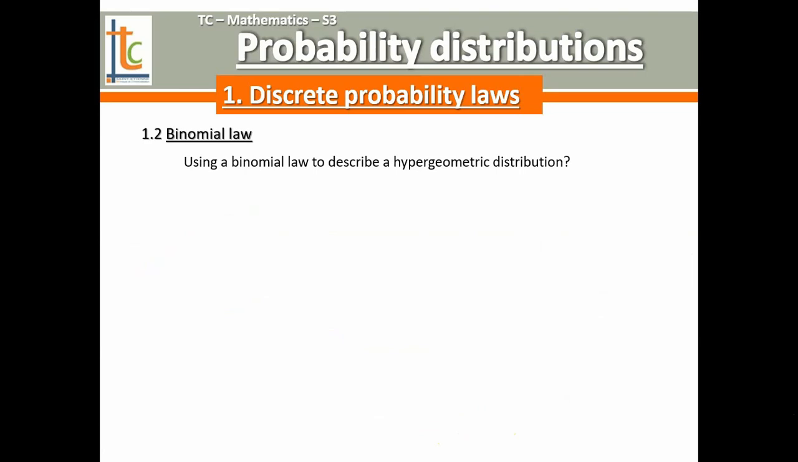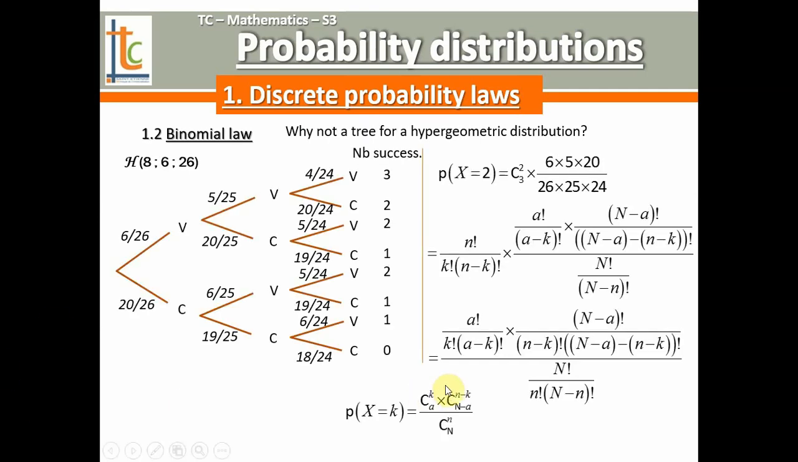So a last item here before going to exercises in the next video. Is it possible to use a binomial law to describe a hypergeometric distribution? So instead of a hypergeometric distribution, we would like to use a binomial one. First, why would we do that? The problem with the formula of the hypergeometric distribution is that it contains 3 combination numbers. And this is a problem.